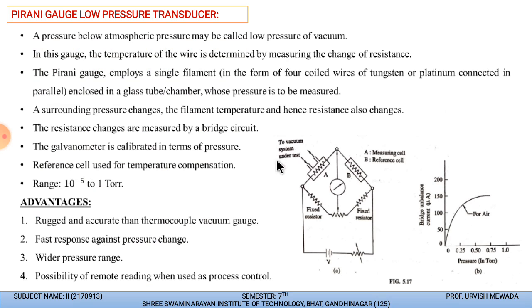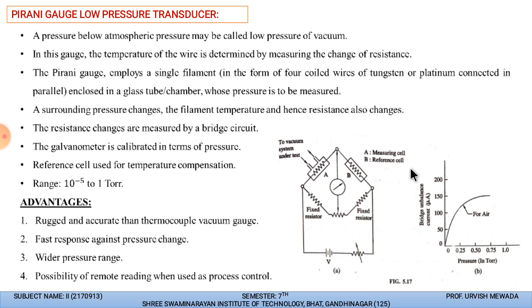So from this we can see that this is a balanced bridge, on which we have the vacuum system under test. The system is the gauge from which we can measure the unknown pressure, and this is the whole setup of the Pirani gauge, where A is the measuring cell and B is the reference cell to which we are comparing our quantity. We need a reference to measure an accurate value from any device.